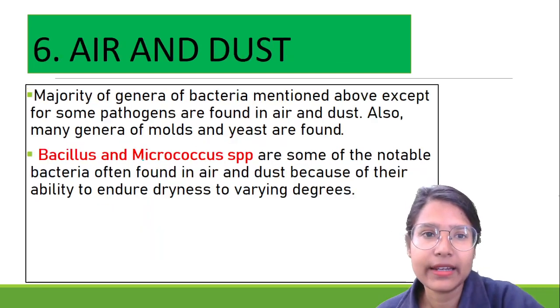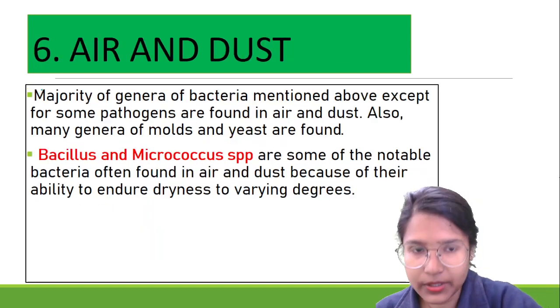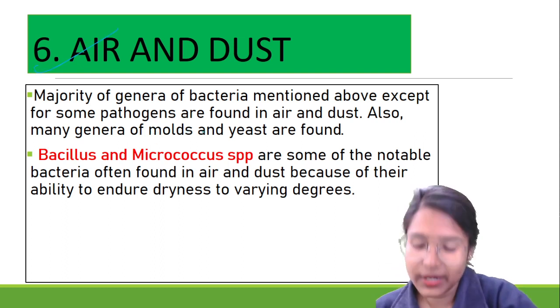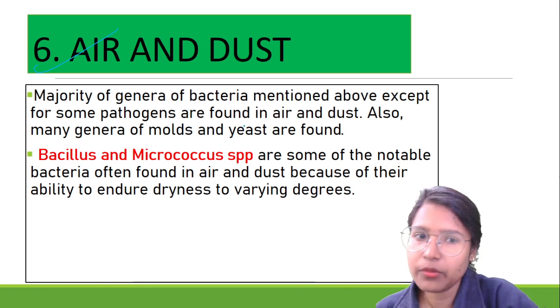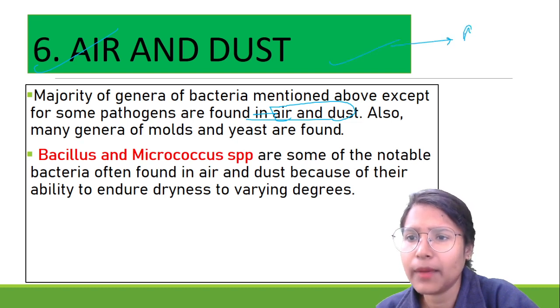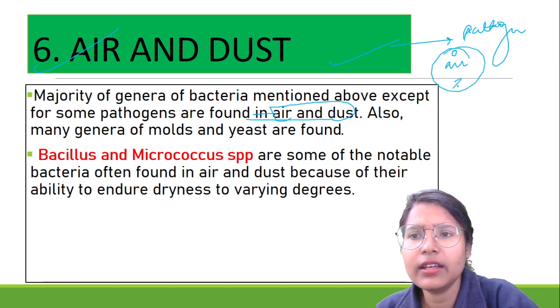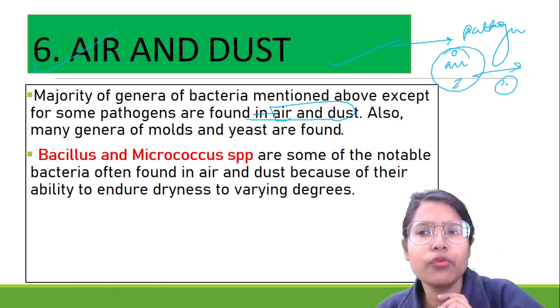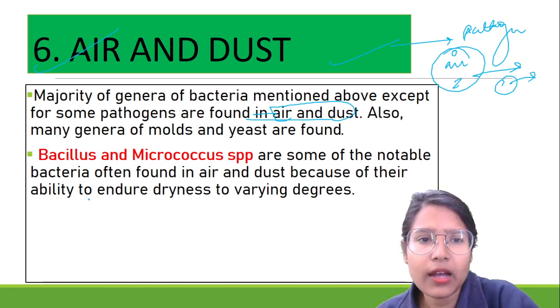Next one is your air and dust. In air and dust, the majority of the genera of bacteria mentioned above are found. Some pathogens are found in air and dust. Air and dust are the most important factor, as most pathogens or bacteria can easily travel through the air. Air is the major source from which pathogens move from one place to another. Also many genera of mold and yeast are found.